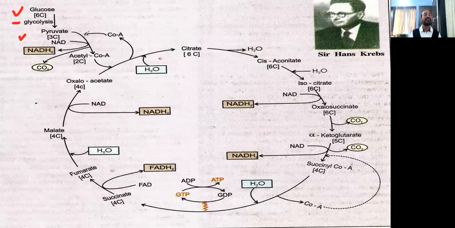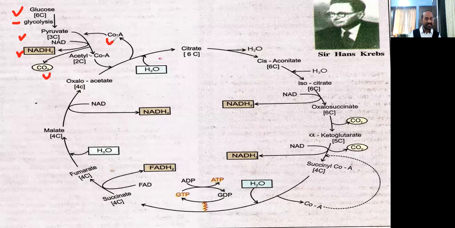Now this pyruvic acid, which contains 3 carbon, undergoes the link reaction. During the link reaction, the first thing that happens to pyruvic acid is decarboxylation, and one molecule of CO2 will be removed. During oxidation, hydrogens will be removed and taken up by NAD to form NADH2. As a result, a 2-carbon compound is produced, called the acetyl moiety, or we can say, the acetyl molecule.